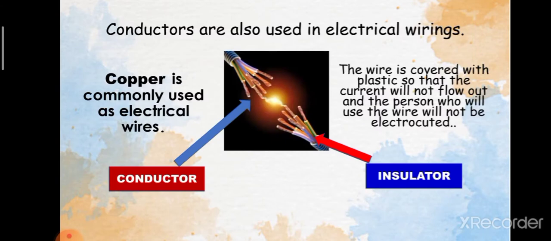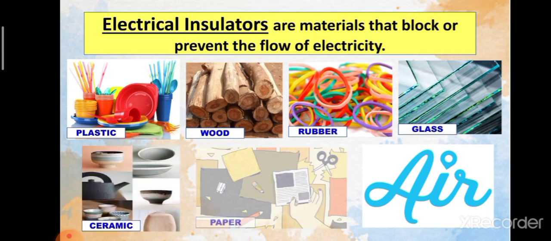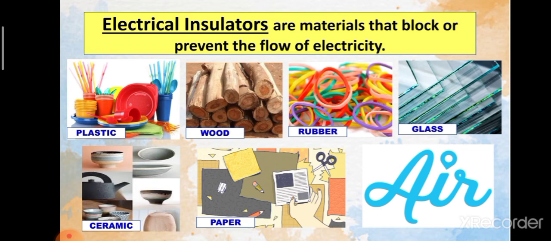Conductors are also used in electrical wirings. Copper is the kind of metal most commonly used as electrical wires. In electrical wiring, the metal or the wire itself is covered with plastic, sometimes rubber, so that the current will not flow out and the person who will use the wire will not be electrocuted. Electrical insulators are materials that block or prevent the flow of electricity. Examples are plastic, wood, rubber, glass, ceramic, paper, and air.